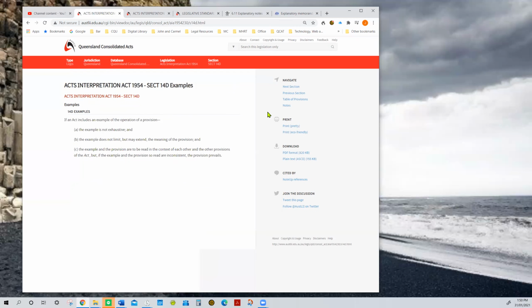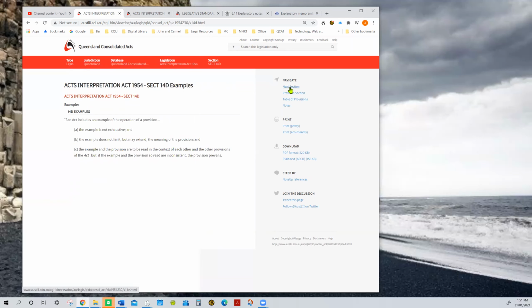Examples. And we talked about examples a little while ago. If an act does include examples, bear in mind that the example is not exhaustive and it doesn't limit, but it may extend the meaning of the provision. So don't make the mistake of treating the example as dominant. The example is in effect subservient to the provision itself.